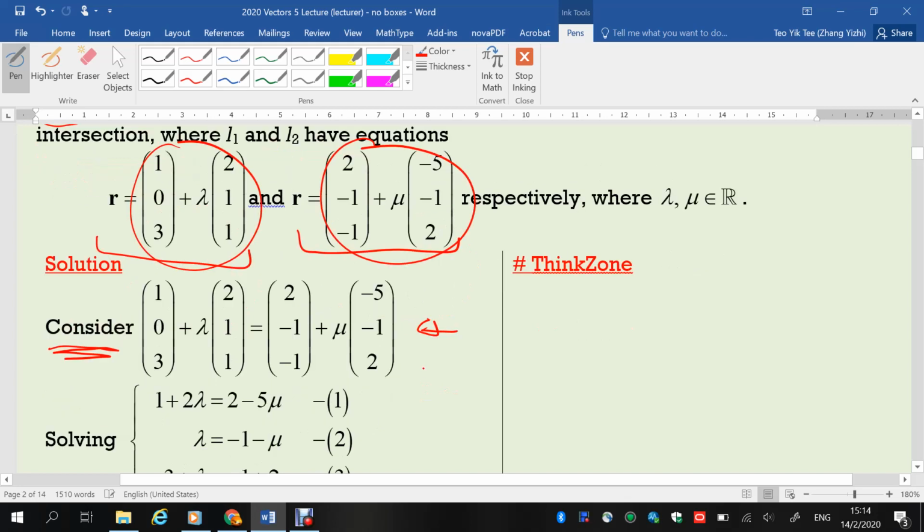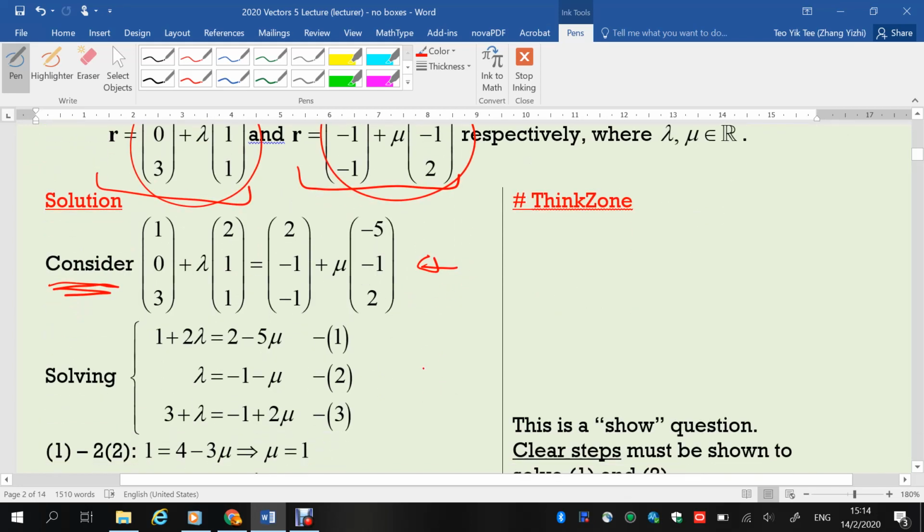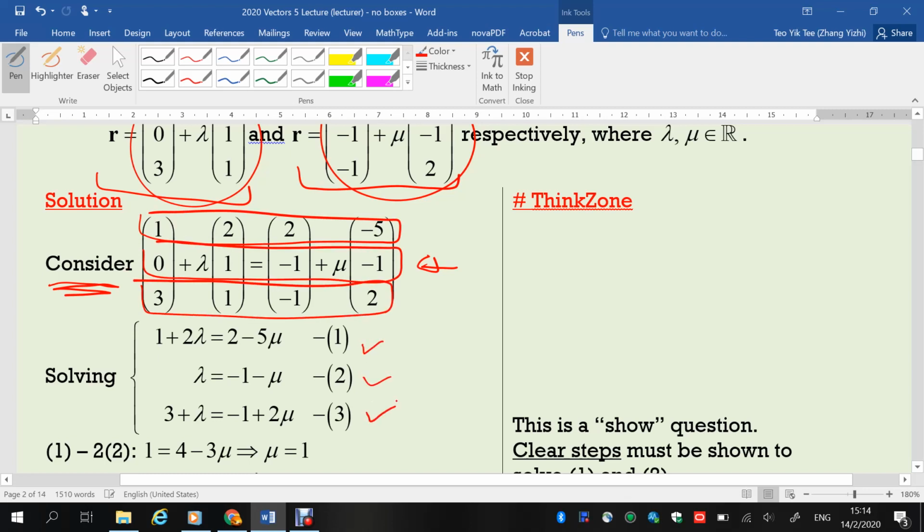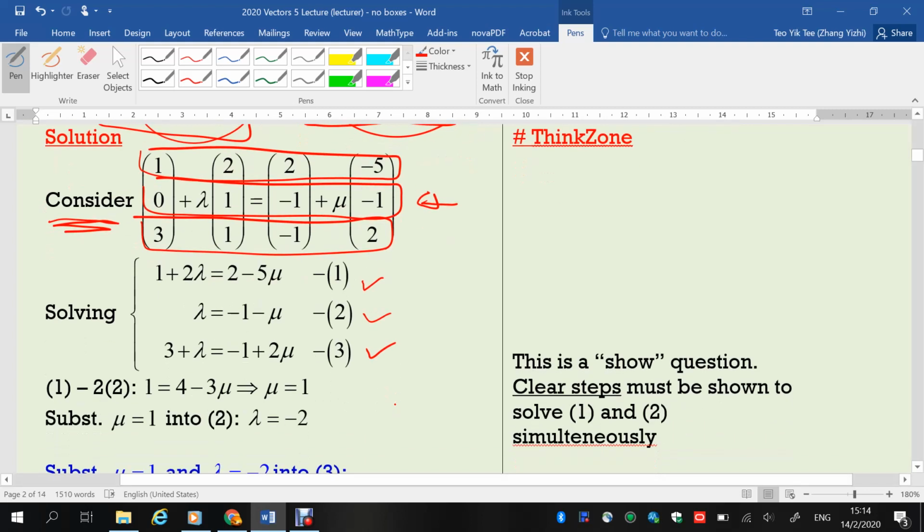Then what happens next is I want you to look across horizontally, and if you look across, I can generate three separate equations. In these three separate equations, I have two unknowns, lambda and mu. What I need you to do is to solve any two equations. For lecture purposes, I am solving equations 1 and 2, and I get mu and I get lambda.